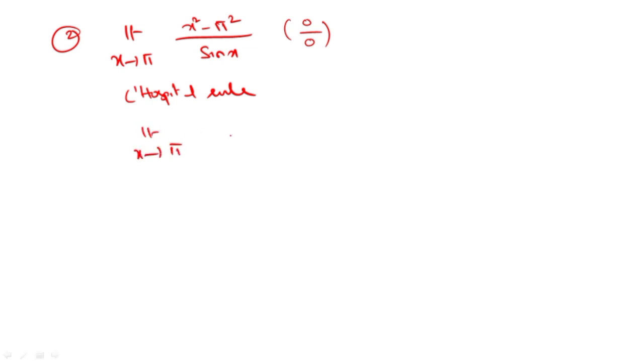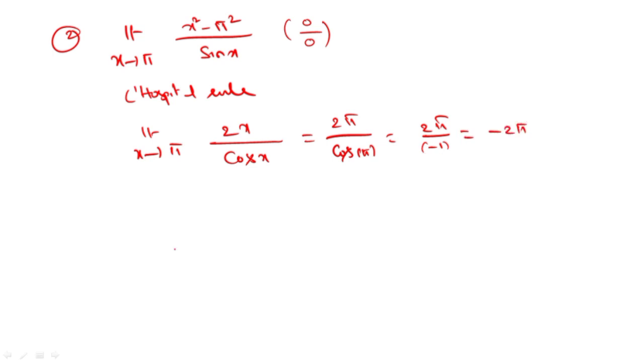This will be the derivative of the numerator, 2x, and the derivative of the denominator, sin x, is cos x. So by substituting the limit x tends to pi, this is 2 pi by cos pi. Cos pi is minus 1. So this value is nothing but minus 2 pi. So that is about the second problem.